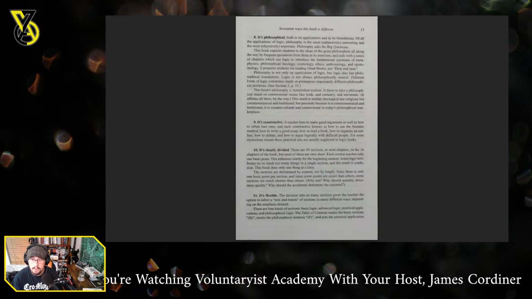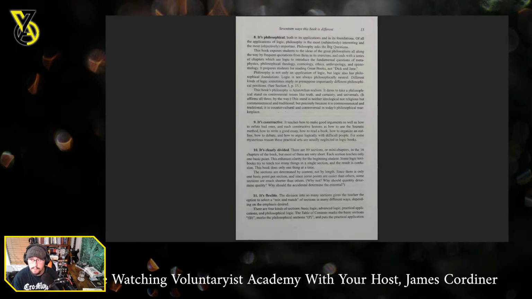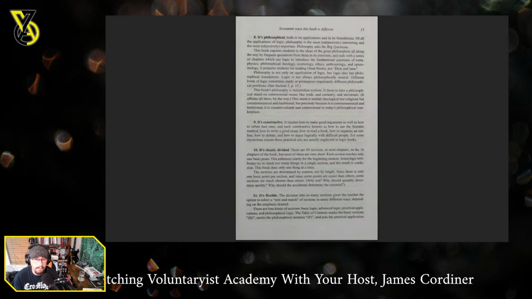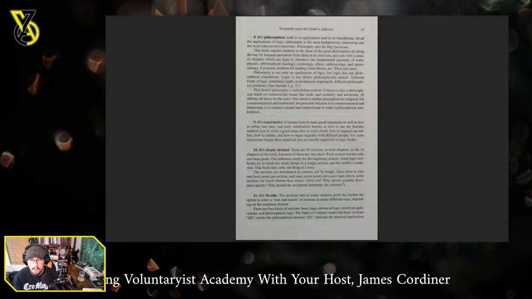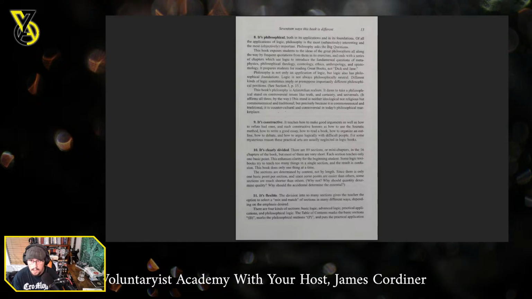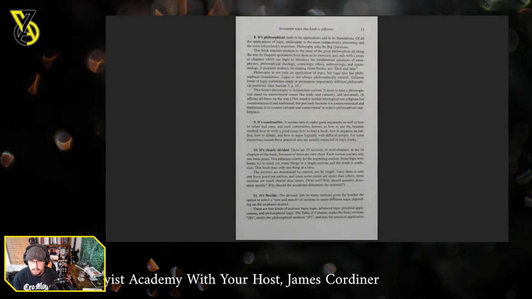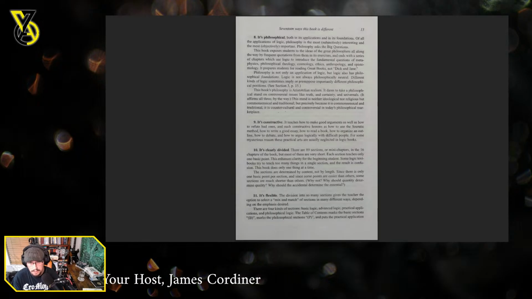This book exposes students to the ideas of the great philosophers all along the way by frequent quotations from them in its exercises, and ends with a series of chapters which use logic to introduce the fundamental questions of metaphysics, philosophical theology, cosmology, ethics, anthropology, and epistemology. It prepares students for reading great books, not Dick and Jane.